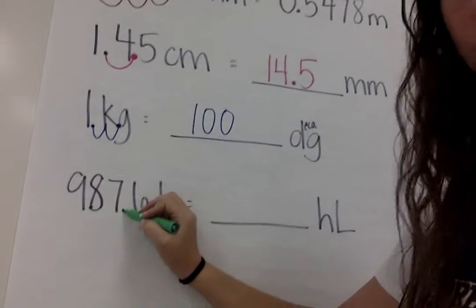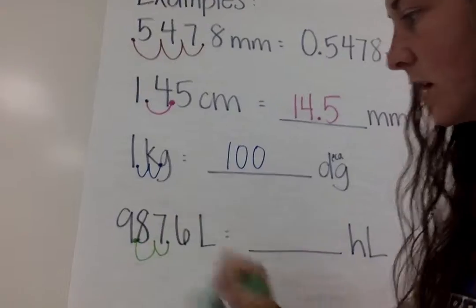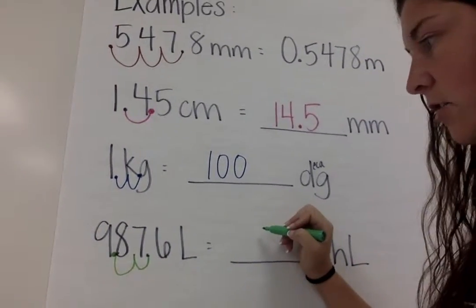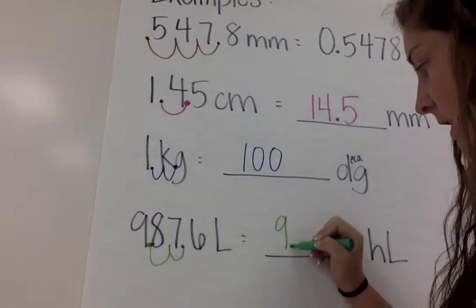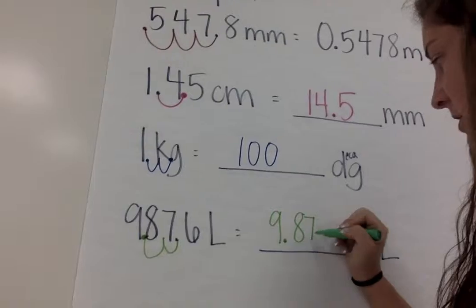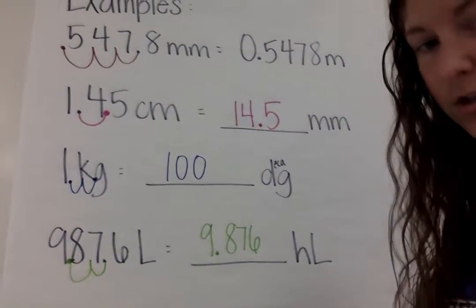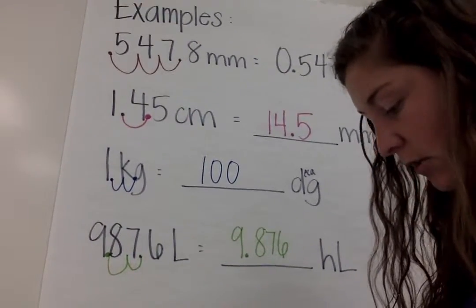So here's my decimal, 2 times to the left. 1, 2. My decimal is going to be in between the 9 and the 8. So 987 and 6/10 liters is equivalent to 9 and 876 thousandths hectoliters. Okay? Now, we will continue to practice this.